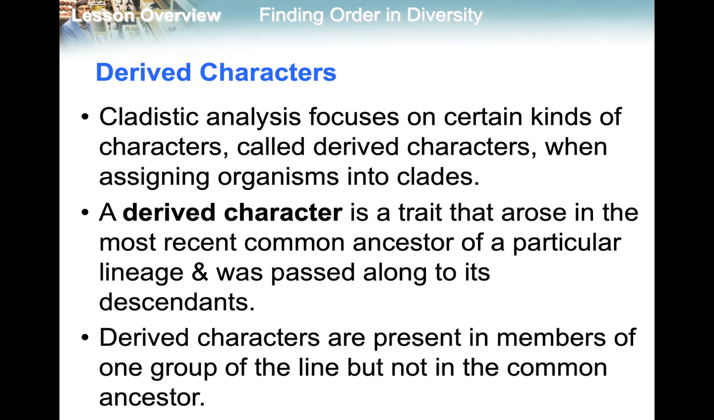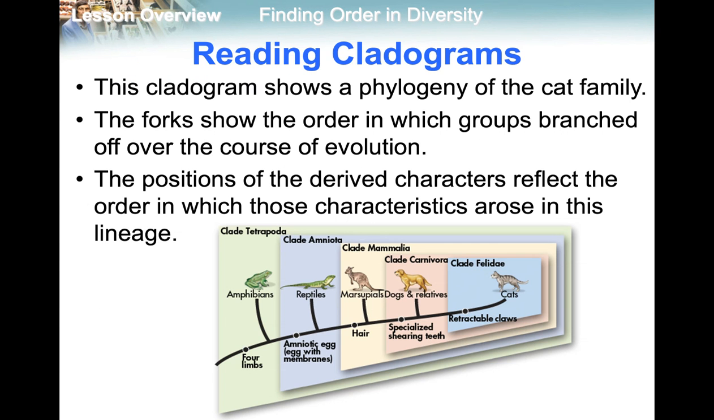Cladistic analysis also focuses on certain characteristics called derived characteristics. A derived characteristic is a trait that arose in the most recent ancestor and was passed along to the descendants. Derived characteristics are present in the members of one group of the line, but not the common ancestor. So it's the more recent ones and not the ancestor.